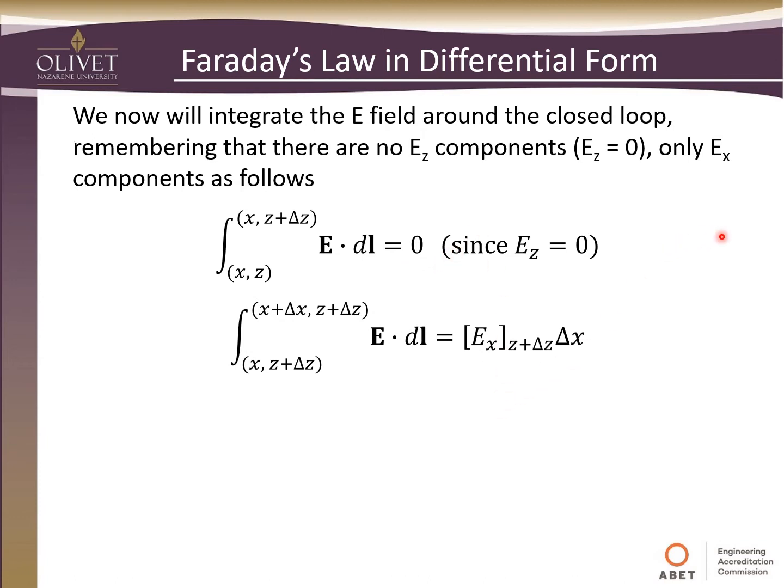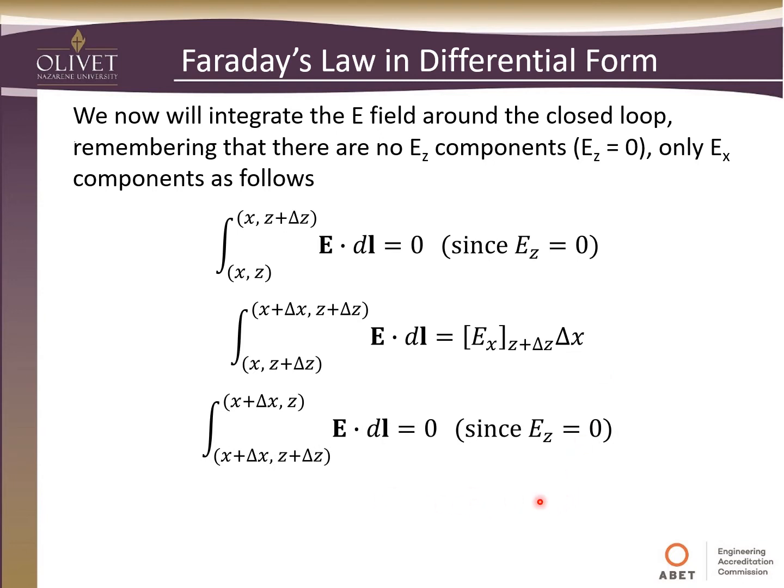Now if we come down the outer part of that square, our x is going to go from x to x plus delta x, and our z plus delta z is going to stay the same. So we're coming down that side. In that case, we do have a non-zero E field because that part of the path is going in the x direction. So that will simply be the E field, Ex, evaluated along z plus delta z, times our dl, which is just delta x. That's the distance we travel down, delta x, if you look back at that previous graph.